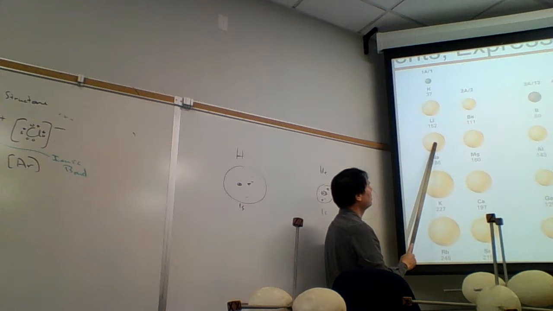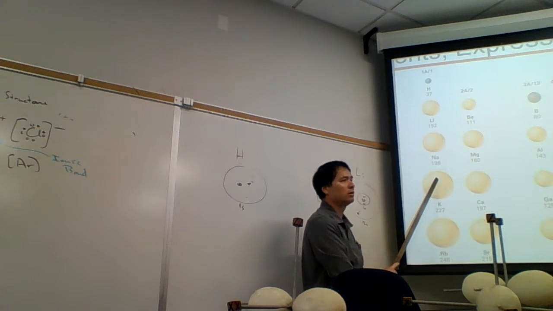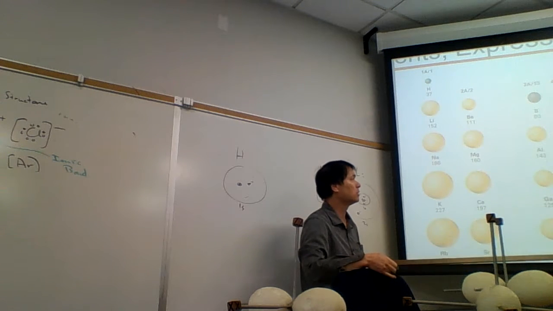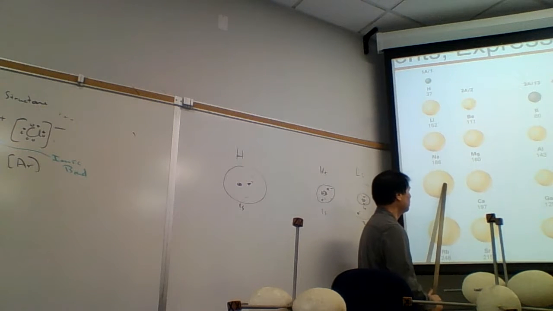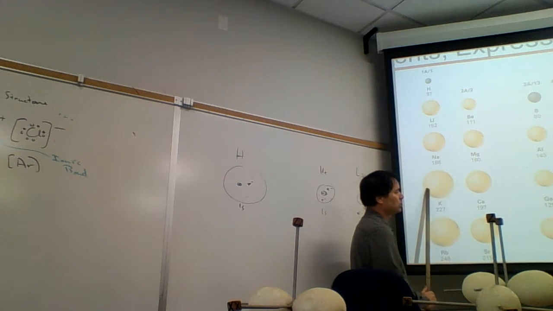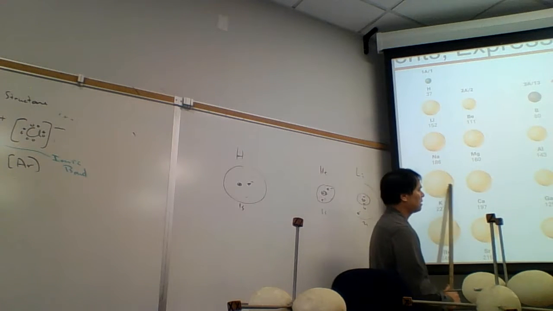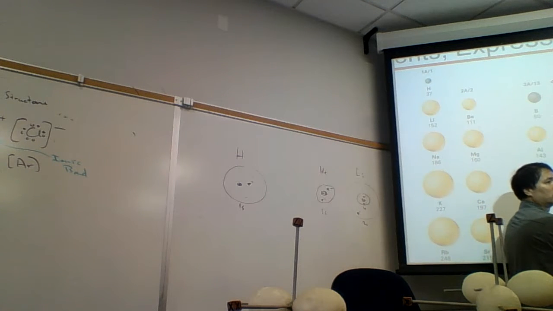Lithium to sodium, we add another shell. We're in the third shell now. Sodium to potassium, we're in the fourth shell. We added a fourth shell. So each time you add a shell, it grows bigger. Shell of electrons. But once we stay in the same shell, we're not adding a shell here. So if we're in the fourth shell and we don't add a shell, we just add protons. As we add protons and electrons, it contracts. The size contracts.